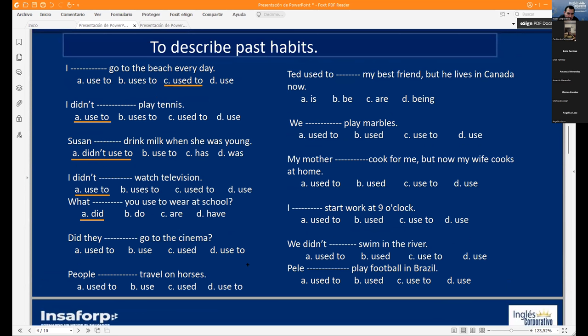Letter B. What's the problem with B? It doesn't have two. It has to be letter D, of dedo, right? Did they used to go to the cinema? Okay. Letter D. Yes, letter D. What about people? Letter A. People used to travel on horses. Yeah, that's correct. The next one.